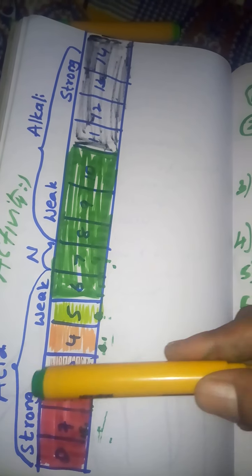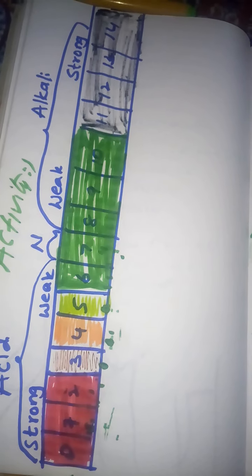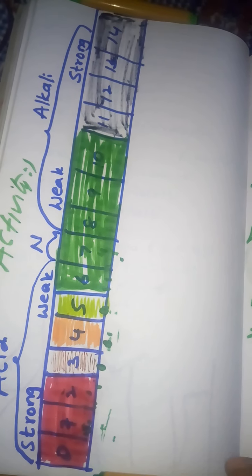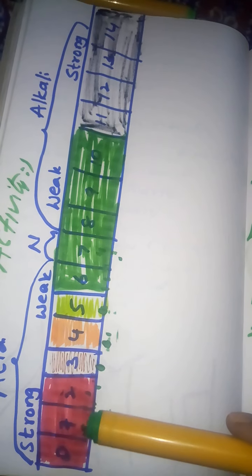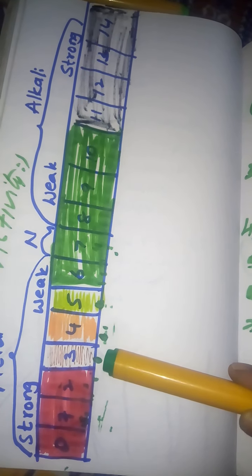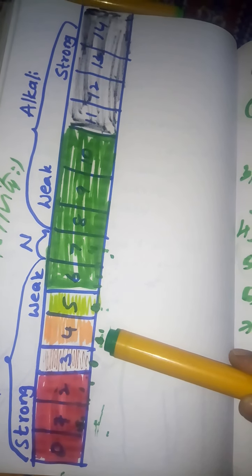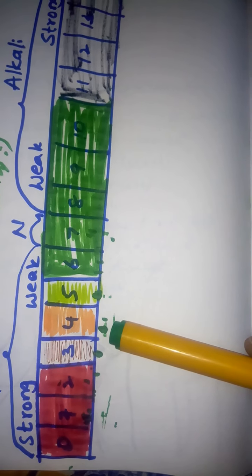Now, a universal indicator gives different colors with different pH values. For example, 0, 1, 2 is red color. The universal indicator at 3 is orange. At 4, the indicator is light yellow.